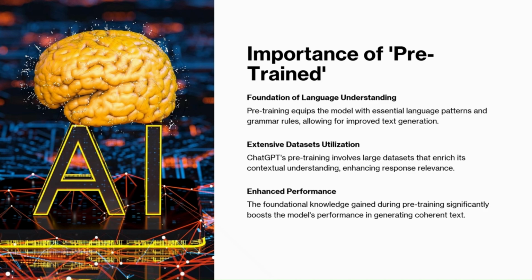Importance of pre-trained. Training is an important step in building ChatGPT. In this stage, the model learns from a large amount of text to understand language, grammar, and context. This helps it give better and more accurate answers.